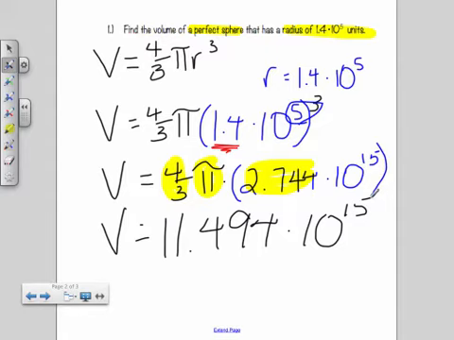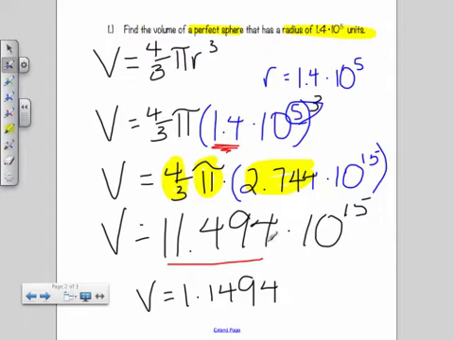But here's the thing, this number right here is not between 1 and 10, so remember, we have to adjust it. So this becomes 1.1494 because I moved it over 1, but since this number gets 10 times smaller, this should get another 10 added onto it, so it becomes times 10 to the 16th power.